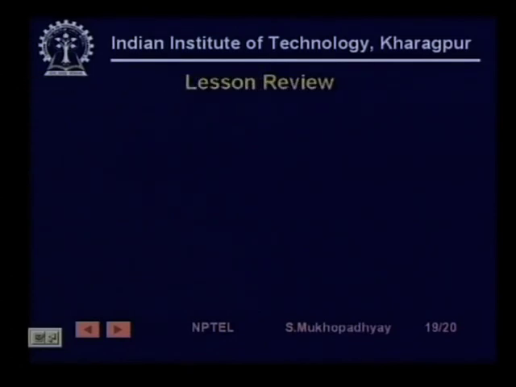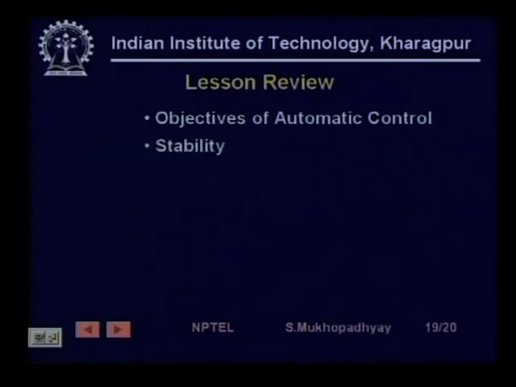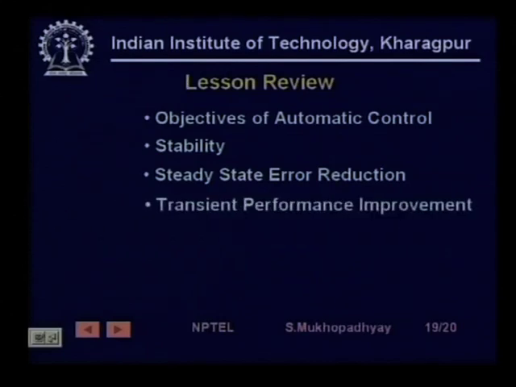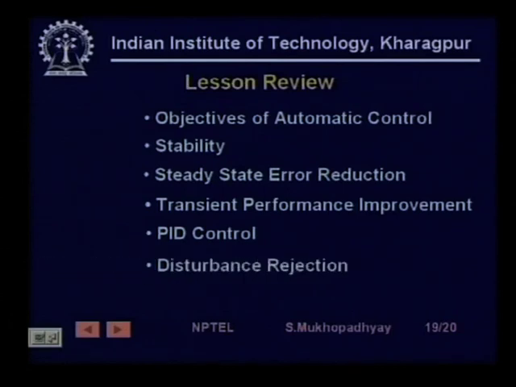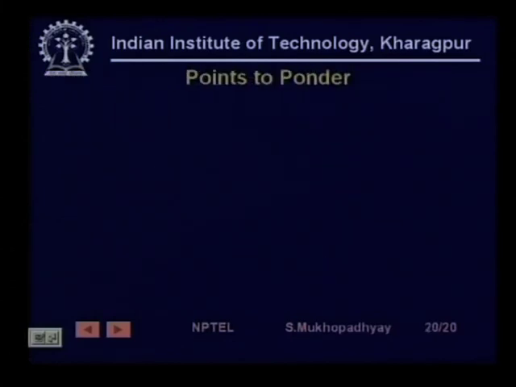So, we have come to the end of the lesson, and let us review quickly. We looked at the objectives of automatic control: maintain stability, follow set point, reject disturbance. We looked at stability and found the causes of instability in a process loop. We looked at steady state error and the ways of reducing it, and we also looked at the ways of improving transient performance, keeping the steady state error at 0. We saw that PID control is a simple and effective way of doing that, and eventually we saw that PID control can also do some amount of very common disturbance rejection. So, that is the end of the lesson.